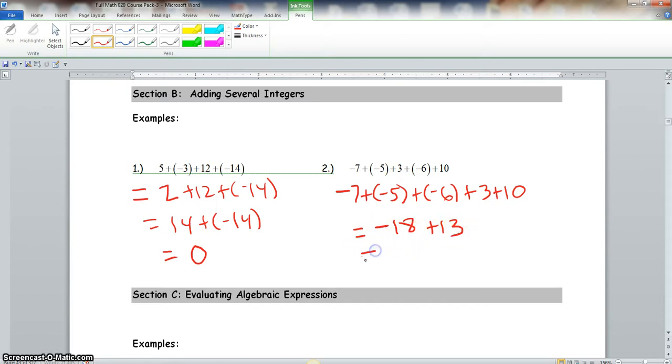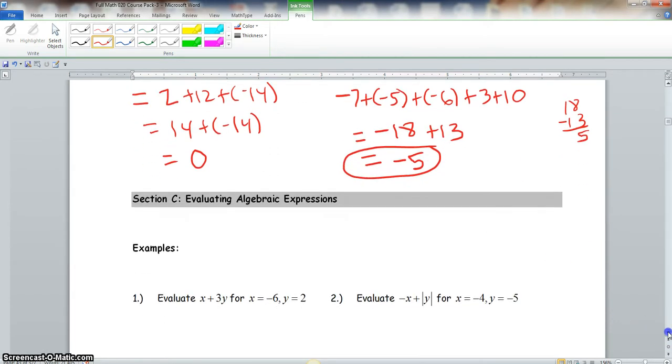They have different signs, so we know we're going to subtract, and we can go off to the side. 18 minus 13 we know gives us 5. Now we have to determine the sign. Now as far as units away from 0, negative 18 has 18 units. 13 has 13 units from 0. So we know negative 18 has more units away from 0. So our final answer would be negative.